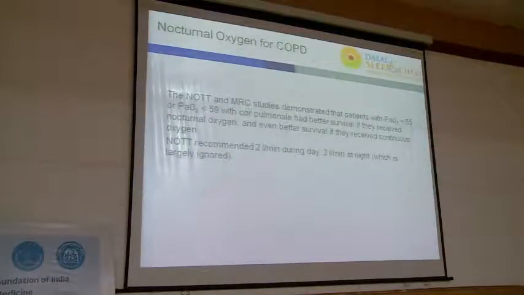The NOTT and the MRC studies have recommended the use of LTOT in those patients where the PO2 is less than 55 mm of Hg, or a PO2 between 55 and 59 with signs of cor pulmonale. They suggested that survival is good by giving nocturnal oxygen, but even better when you give 24 hours oxygen. And they have recommended giving oxygen 2 liters per minute during the day and 3 liters per minute at night.